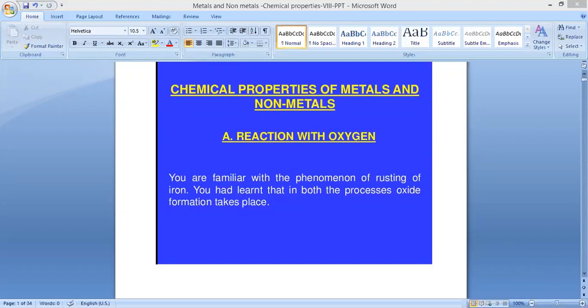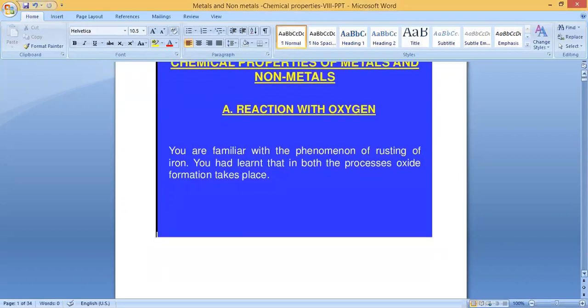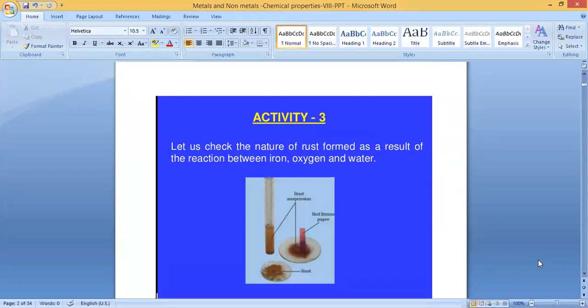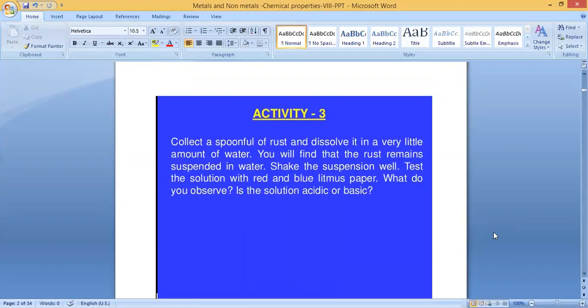The next, there is one activity given. Let us check the nature of rust formed as a result of the reaction between iron, oxygen, and water. How is the rust formed? I told you iron reacts with oxygen, and the surrounding air also contains water vapor. The air always contains different types of gases, and water vapor is also present in it. Clear? So this iron reacts with oxygen and water, forming oxides. Let us learn in a very detailed manner how it is happening.